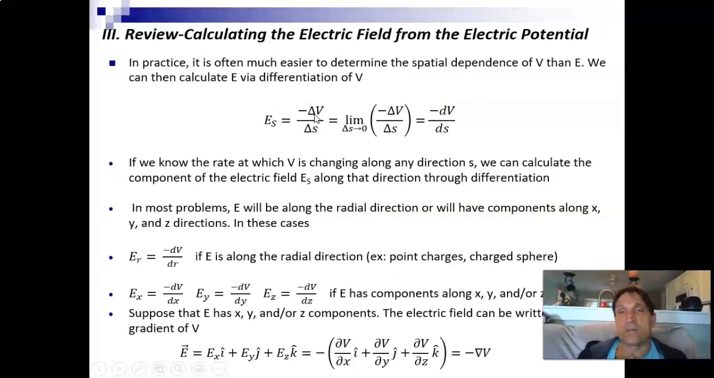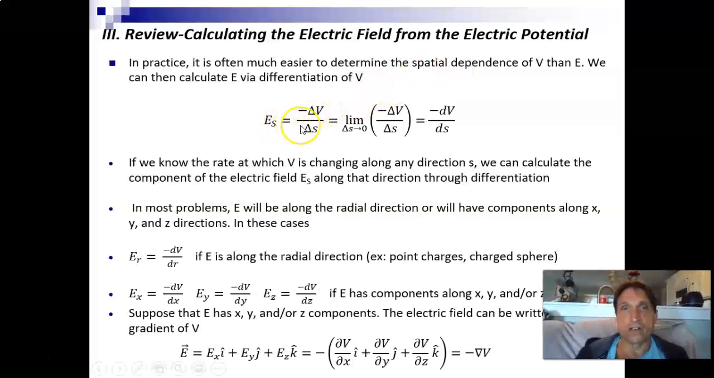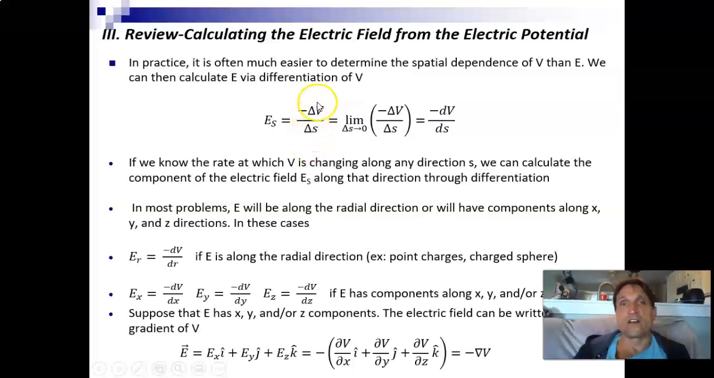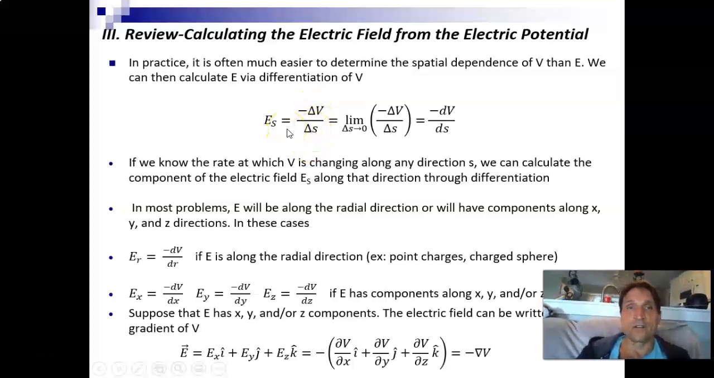Okay, more often than not in practice, we will know the potential because it's easy to measure. And so if we know the potential everywhere, calculating the electric field along a given direction S from the potential is just obtained by differentiation. Okay, so it's the opposite direction, right? If we know the electric field, we integrate to go to potential difference. If we know the potential difference, differentiation is used to get the electric field.